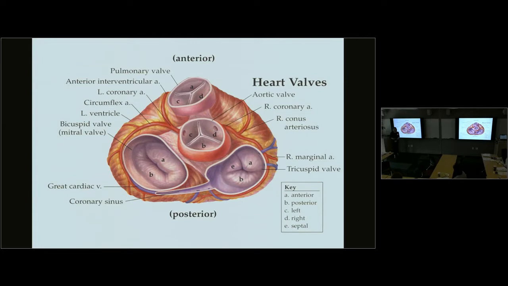So this is the heart. If you take the heart, which sits right here, and you cut it this way and you're looking down into the heart, these are your four valves.